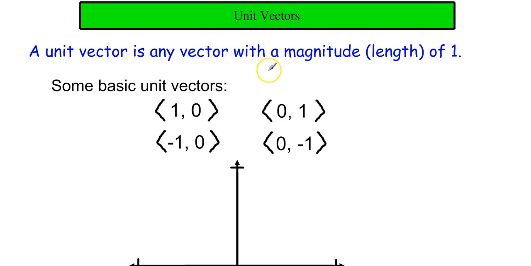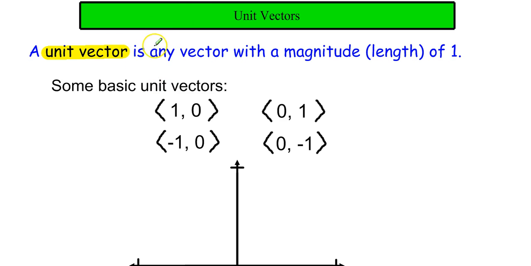Alright guys, the next concept we want to look at is the concept of a unit vector. And the definition of a unit vector is any vector with a magnitude or a length of 1. We talked about the concept of magnitude is pretty much congruent to saying length. So a unit vector, any vector with a magnitude of 1.